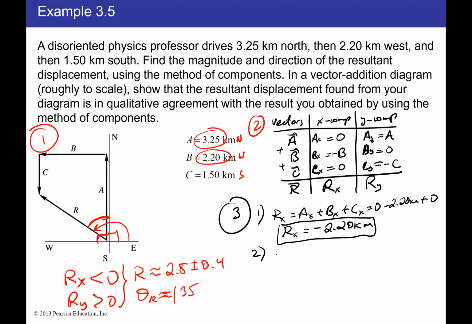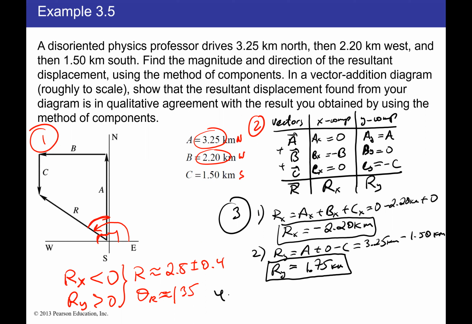Equation 2 gives me the Y component, which is Ay plus By plus Cy. So I ended up doing A plus 0 minus C, which is 3.25 kilometers minus 1.5 kilometers. So the Y component for the resultant vector is 1.75 kilometers, which is positive, which again is what I predicted. All right, so I got the components of the resultant, X and Y components.